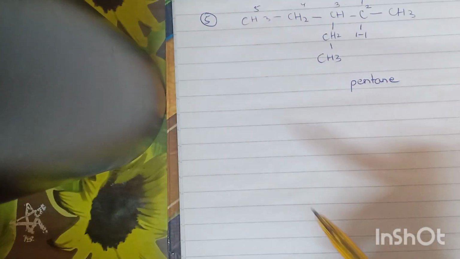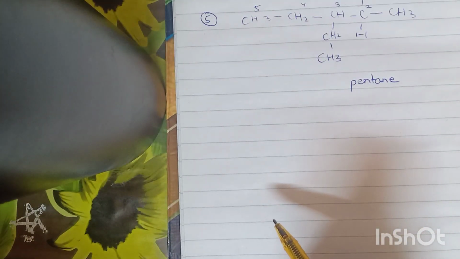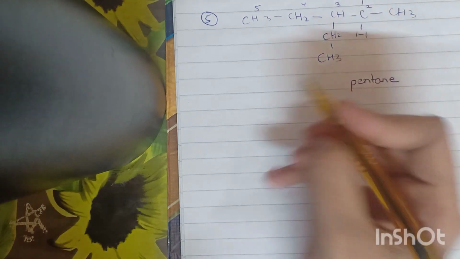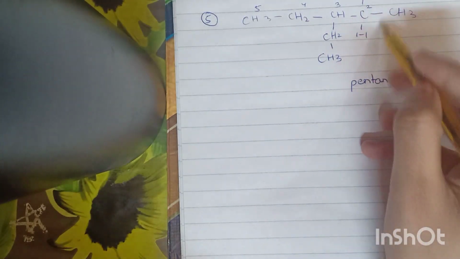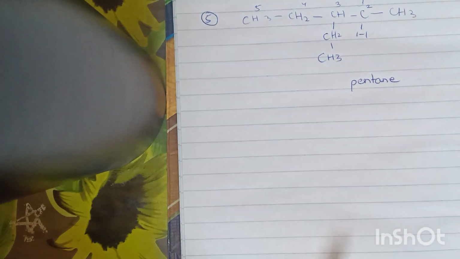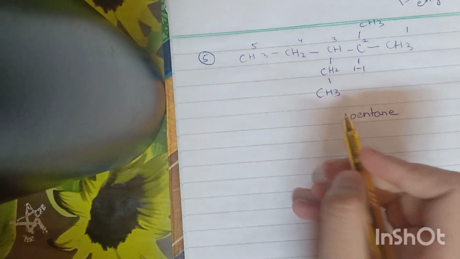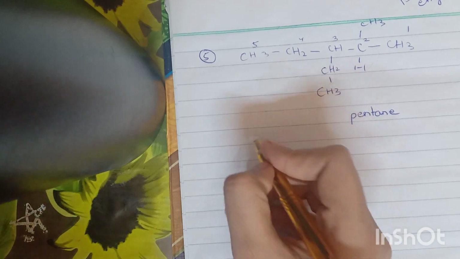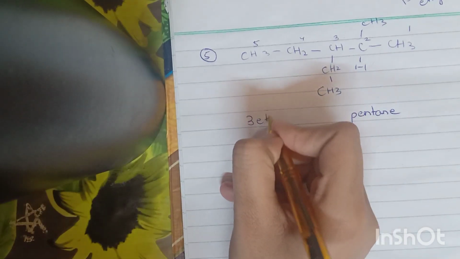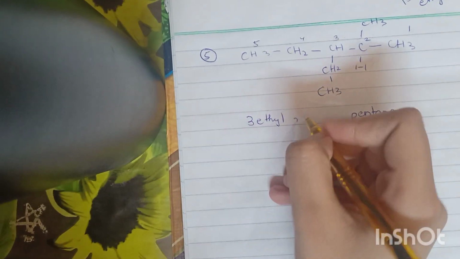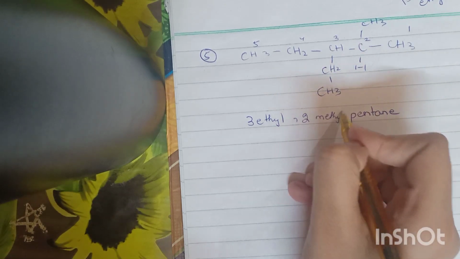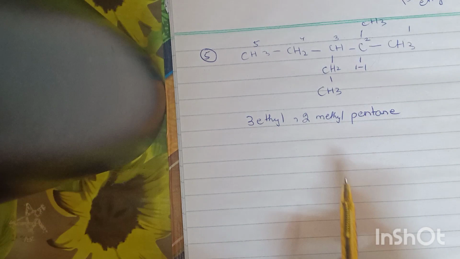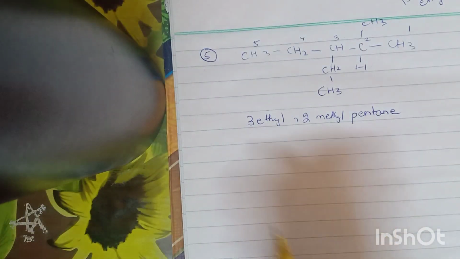Okay, so the ethyl is on the 3rd carbon. I know you may be thinking that the methyl comes first, but we have to go by alphabetical order. As we know, E comes before M, so it will be 3-ethyl, right? And it is 2-methylpentane. You have to see the numbering and then give the name, right? So this is the 5th rule.